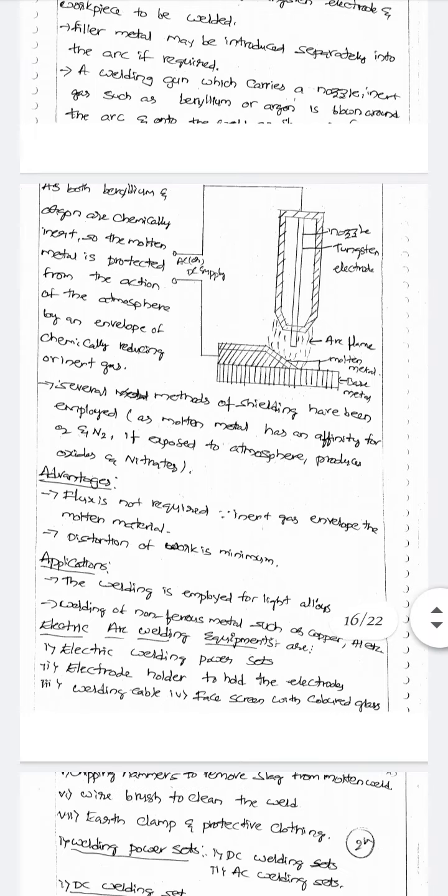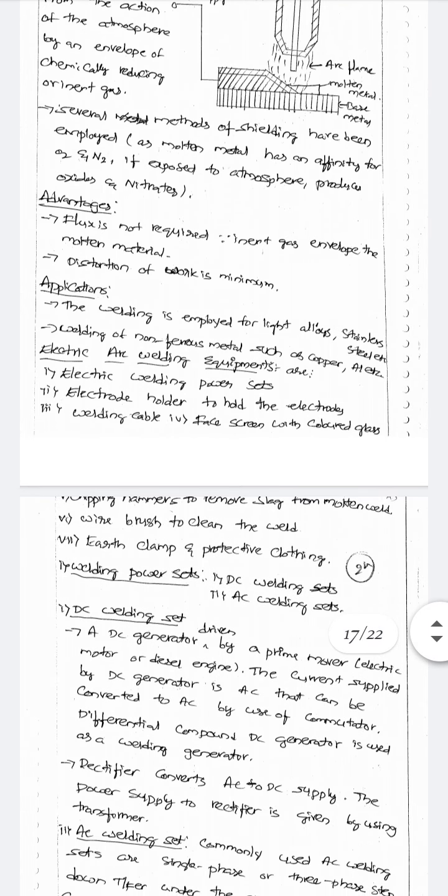See that picture. Next, advantages. Flux is not required in this case. Distortion of the work is minimum. Disadvantages: it is not suitable for welding stainless steel. It allows welding of non-ferrous metals such as copper, aluminum, etc.